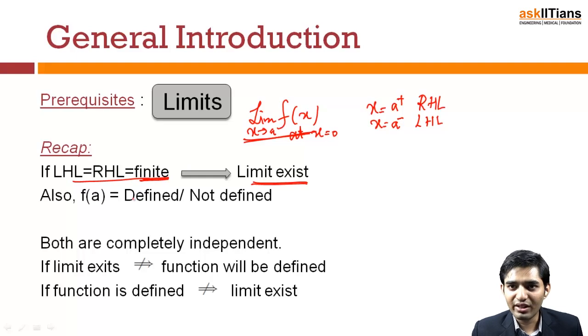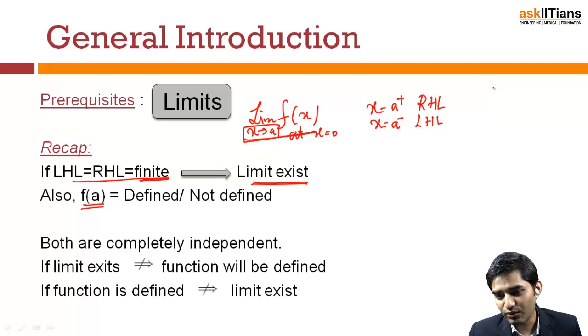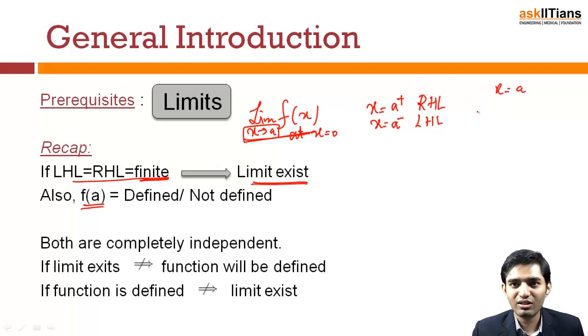So this is what we have studied in this chapter, limit, right? Also, what is f of a? F of a is nothing but the exact value of the function at x equal to a, right? This is x approaching a. So there is a huge difference between approaching a and equal to a, right? If x is equal to a, it means x is exactly equal to a, not slightly less, not slightly more.